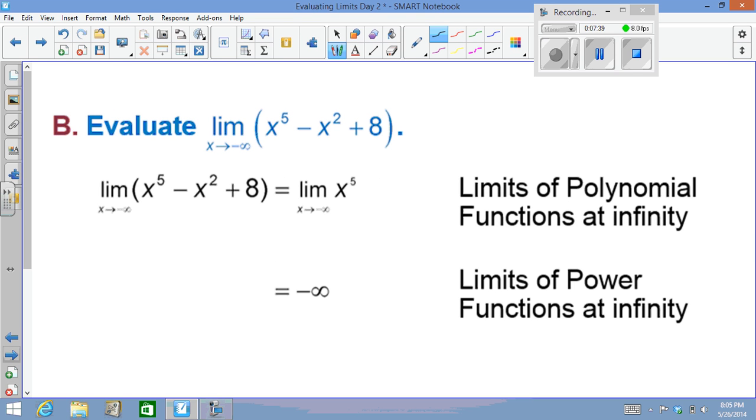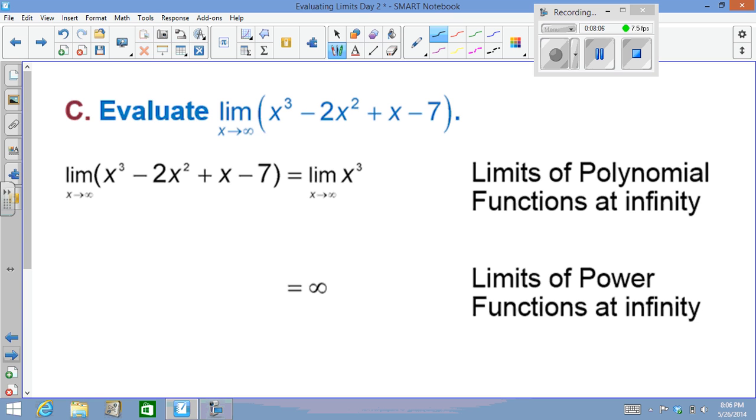If I have something like this, again, I'm going to look at the highest exponent. My highest exponent is x to the fifth. Since x is going to negative infinity and it's an odd power, that means that my limit will be negative infinity. Because remember, since it's an odd power, it will go down on the left and up on the right. And the down on the left is what we're concerned about as x goes to negative infinity. So that's why my answer is just negative infinity.